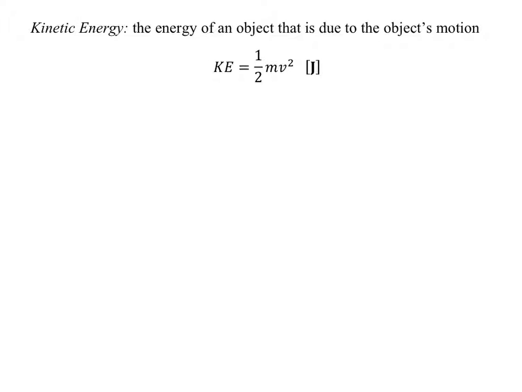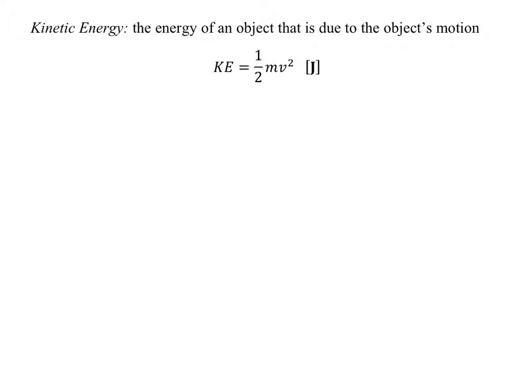The 1/2 is just part of the etymology of the formula. These formulas come from a lot of calculus, and that's where the 1/2 comes in. But it's just the coefficient in the front. So again, this is kinetic energy, the energy of an object in motion. It's really the simplest type of energy we're going to look at this year.